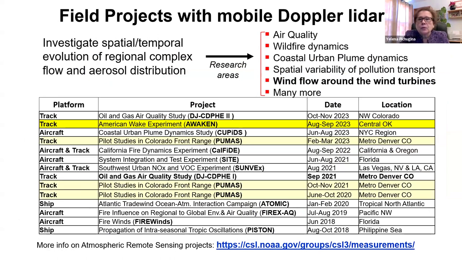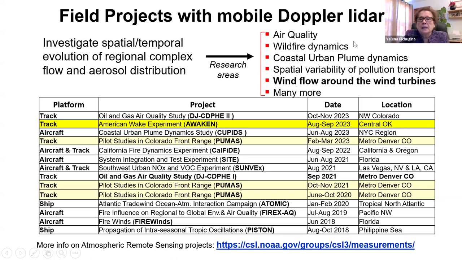We have used these LiDARs for many years, at least during the last five years, and here is a table. This table shows how we use them for different projects to investigate the spatial and temporal evolution of regional complex flow and also aerosol distributions. You can see that in some experiments we use only shipborne, aircraft-borne, or truck modifications. Sometimes we use two LiDARs on two platforms, aircraft and truck. Especially we did it to study wildfires in California and Oregon.